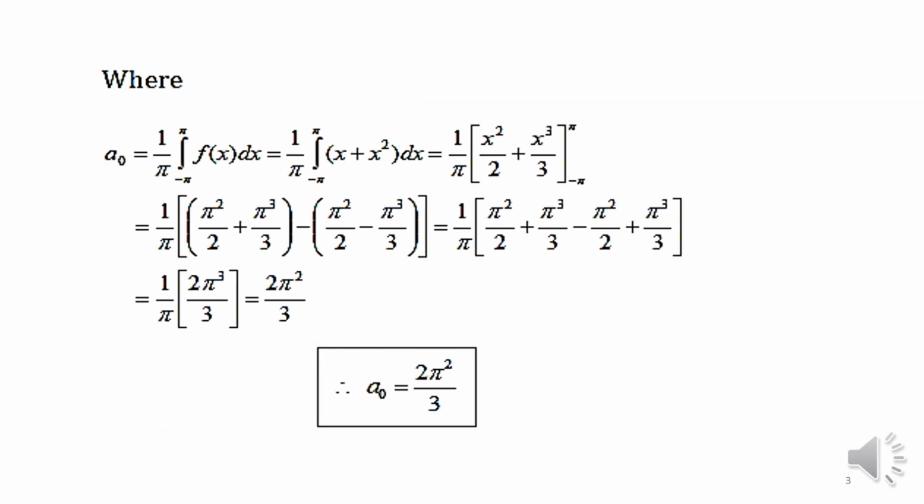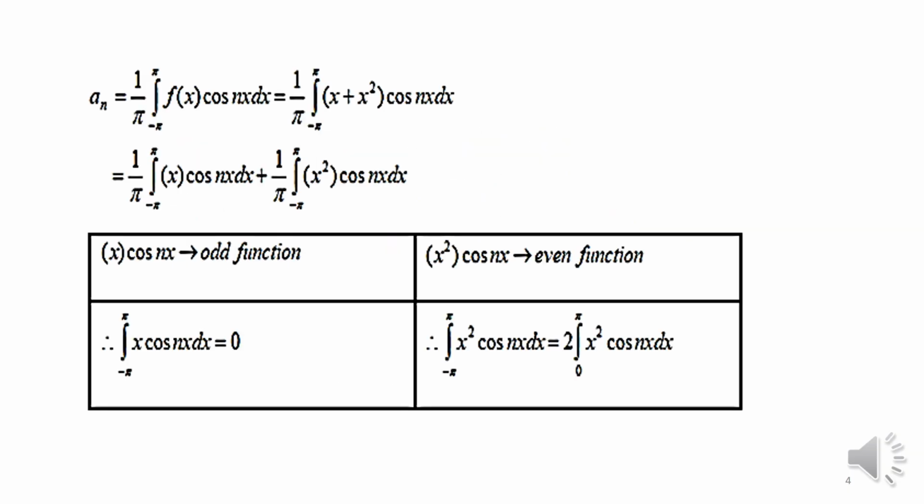For the a naught value, you take the formula, substitute the values, substitute the limit, and you will get the value. Here you can see 1 by pi, minus pi to pi, f of x cos nx dx, and substituting the values, x plus x square into cos nx dx. Now I am splitting it as x cos nx dx plus x square cos nx dx.